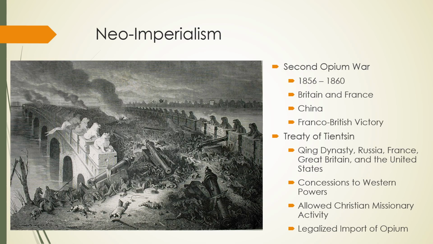All right, a few years later, we have the Second Opium War. This is between Britain and France against China. So Britain and France are allied here. And basically what we get here is more concessions to the West, right? So Russia, France, Great Britain, the United States, they're all going to get pieces of these Chinese treaty ports where they have special privileges and things like that.